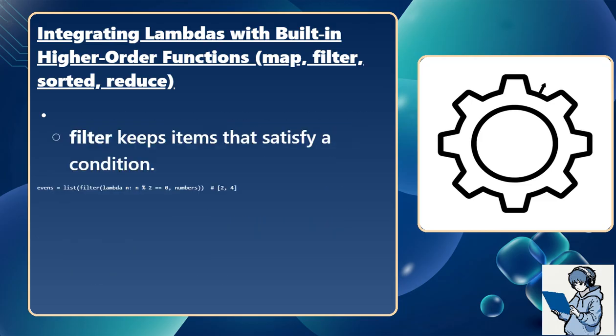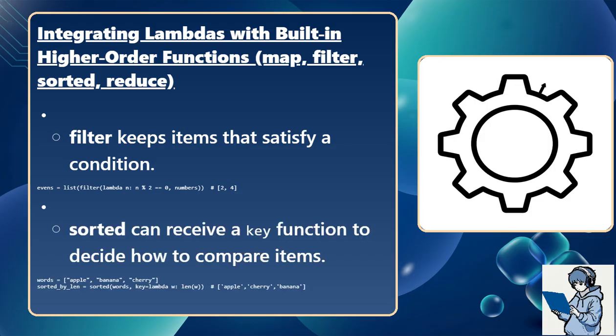Filter keeps items that satisfy a condition. For example, evens = list(filter(lambda n: n % 2 == 0, numbers)), which yields 2, 4. Sorted can receive a key function to decide how to compare items. For example, words = ['apple', 'banana', 'cherry']. sorted_by_length = sorted(words, key=lambda w: len(w)), which results in apple, cherry, banana.